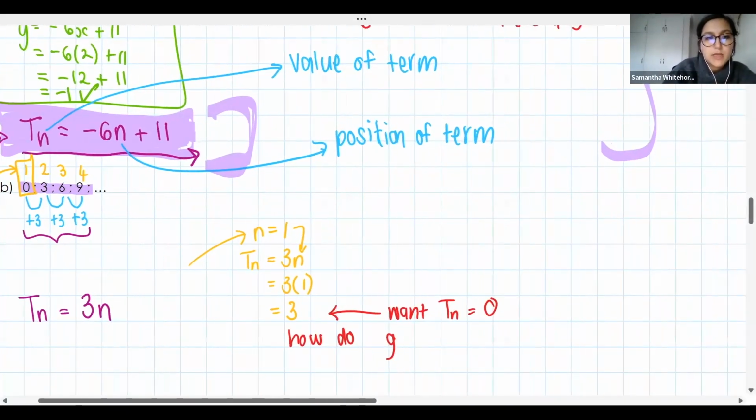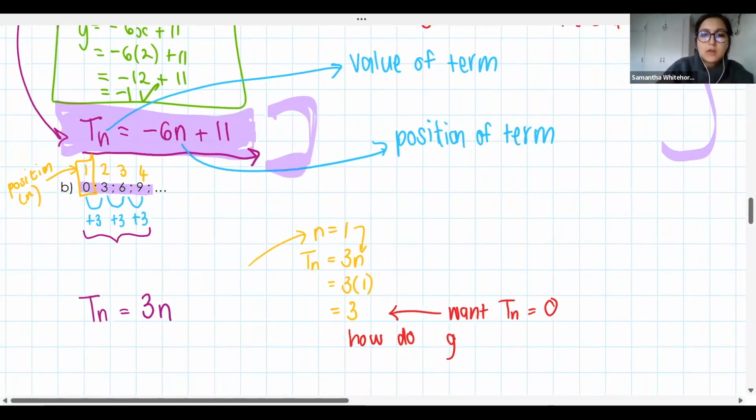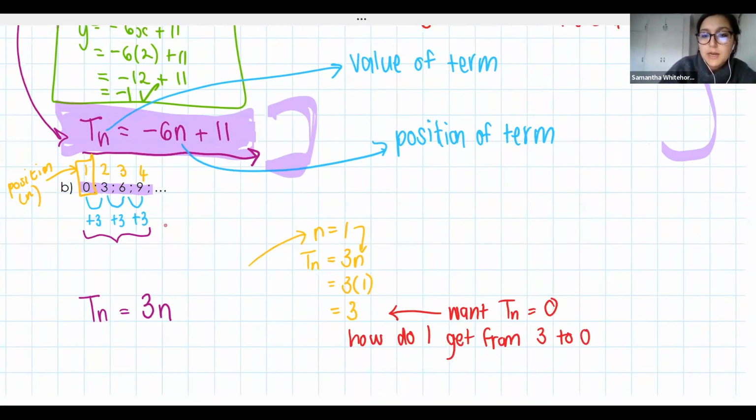Okay, cool. So how do I get from positive 3 to 0? Well, hopefully we don't need to draw a number line. Hopefully we know that what I need to do is subtract 3, because 3 minus 3 is 0. And so that's telling me that's what I need to add to my rule.